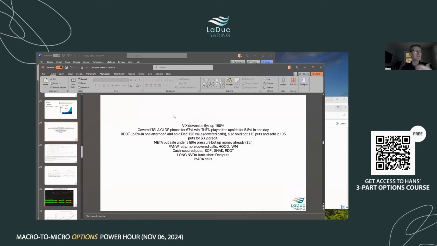And then beyond that, I like to finish with some boring stuff. I bought Reddit. It ran up 5%. I showed you that chart the other day. You're like, Hans, it's a bit extended. It certainly is. I find it interesting, right? I just find it's got some potential. So I sold some decent 125s against it. It stalled out a little bit today. Now I do have some covered calls that were threatened.